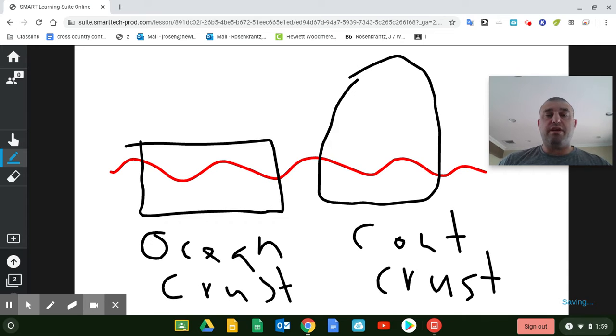So which one's floating at a much higher position? It's obviously the continental crust, this one. Okay? And the ocean crust is not floating as high, which is why they have such a difference in their elevation. The ocean crust is very low, and the continental crust is very high. Okay? Now we're going to add one more thing into the mix.